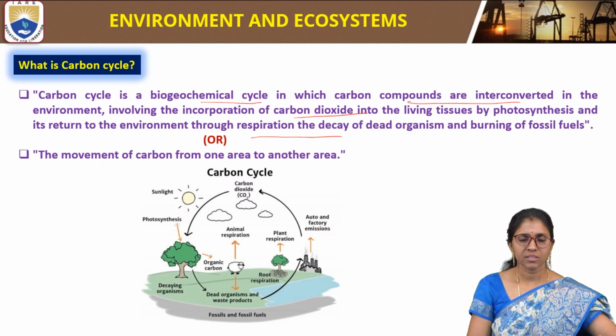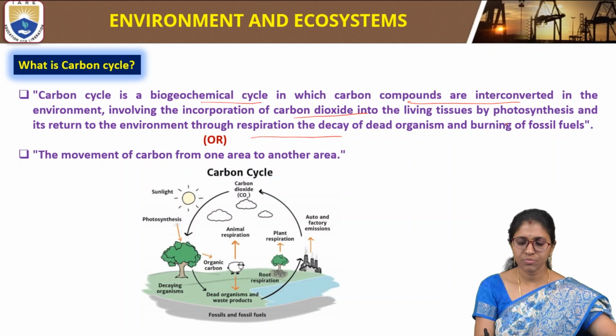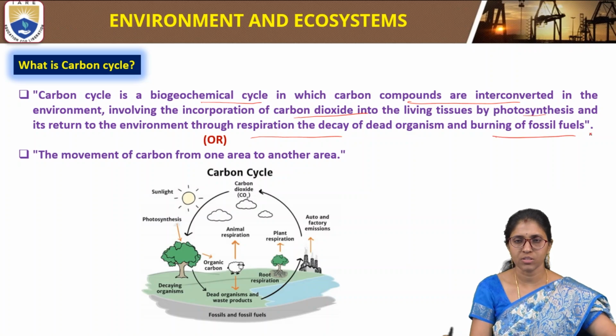It is returned to the environment through respiration, the decay of dead organisms, and the burning of fossil fuels. So the carbon cycle is the movement of carbon compounds like carbon dioxide, which are interconverted in the environment. The main process is photosynthesis, in which carbon dioxide is used, and it returns to the environment through respiration, decay of dead organisms, and burning of fossil fuels.